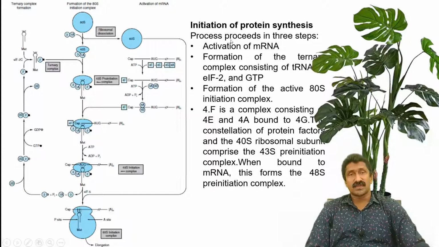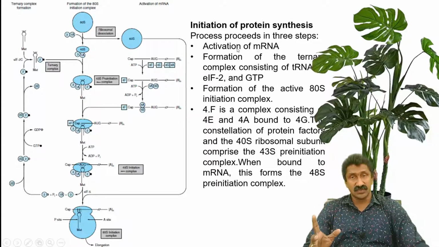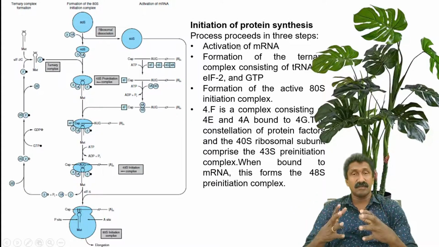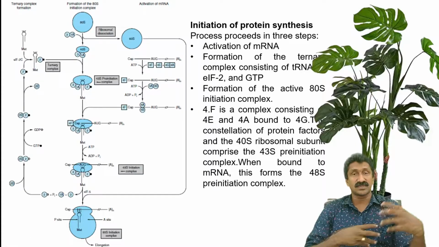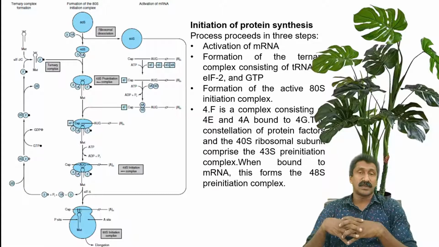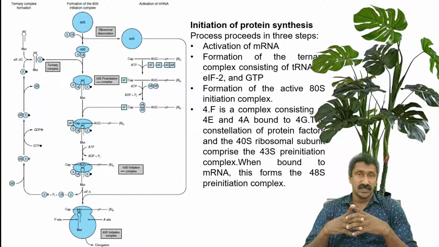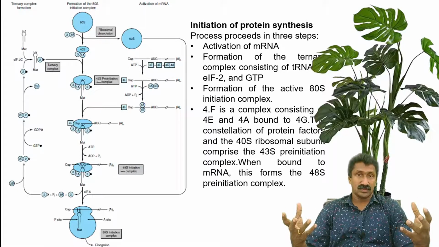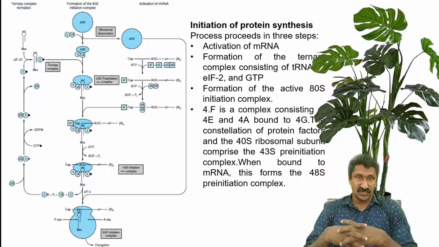Protein synthesis in eukaryotes proceeds in 3 steps. The first one is the activation of the mRNA. Activation of the mRNA means not the charging of the tRNA, but the activation of the mRNA. As I mentioned, the mRNA may be in an inactive form because of special structures or loops present near the 5' cap. That needs to be unwound and made available for translation.